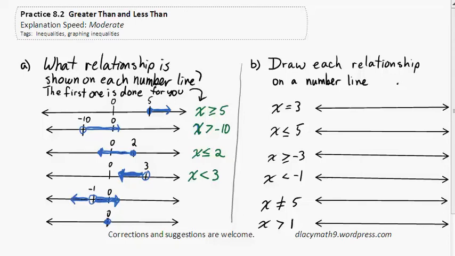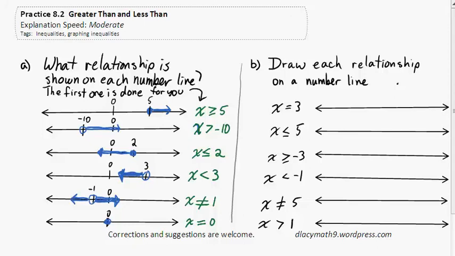Now, x cannot be -1, but it can be everything else. So we represent that in this somewhat unusual way. We just say x is not -1, and it implies that it is everything else. And the last one, x is equal to 0.